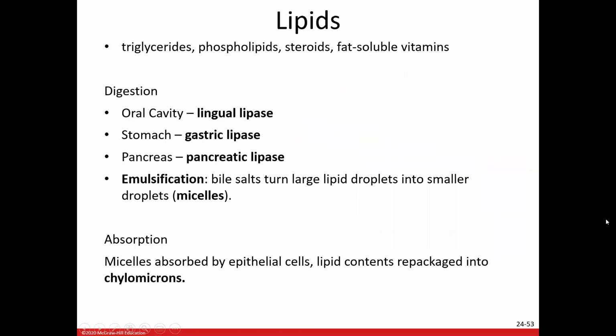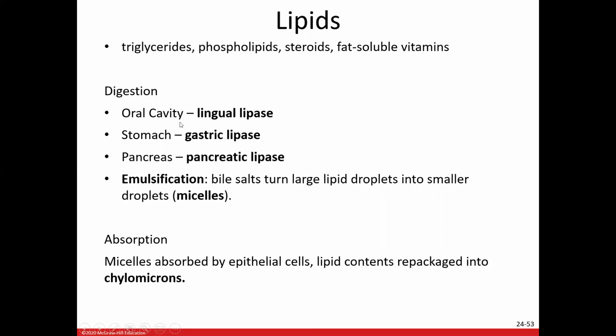Next, we have your lipids. So your lipids, there's a bunch of different classes of them. You have things like your triglycerides, your phospholipids that make up the membrane, steroids that make up different types of hormones, as well as fat-soluble vitamins. So lipids get digested in a couple different places.